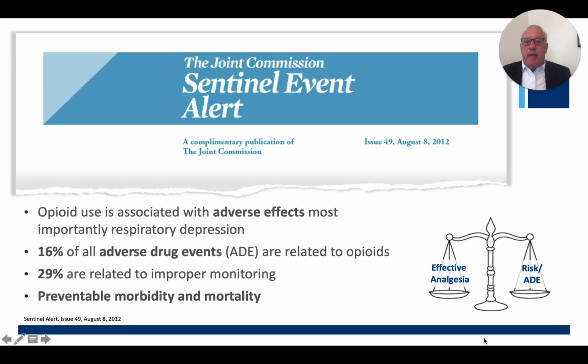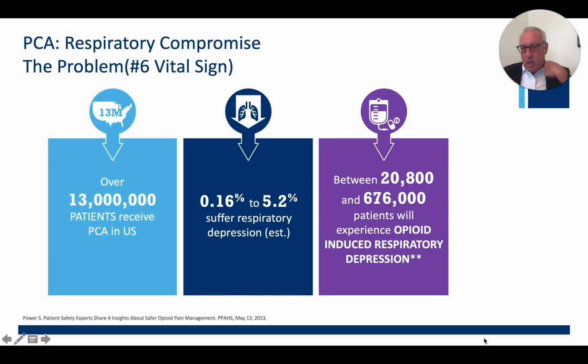We know that opioids are significantly implicated or associated with respiratory depression: 16% of adverse drug effects, this is from a Joint Commission Sentinel event alert, 29% related to improper monitoring, and most importantly, it was perceived to be preventable, for morbidity and mortality. This data from 2013, extracted from Powers, suggested that at that period of time 13 million patients received PCA, with a pretty broad range of recognized sufferers from respiratory depression, 0.16 to 0.52, which leaves us somewhere between 20 and 676,000 patients.